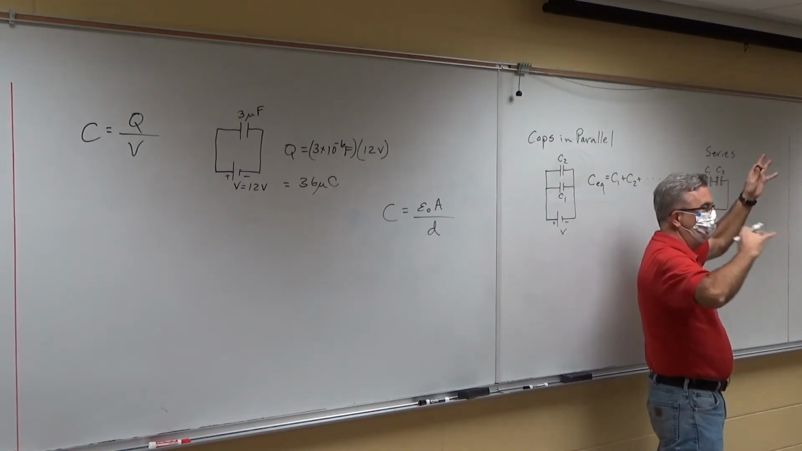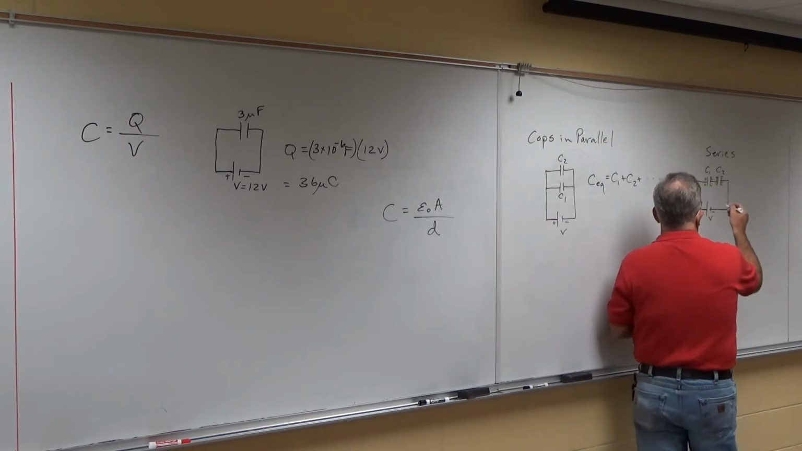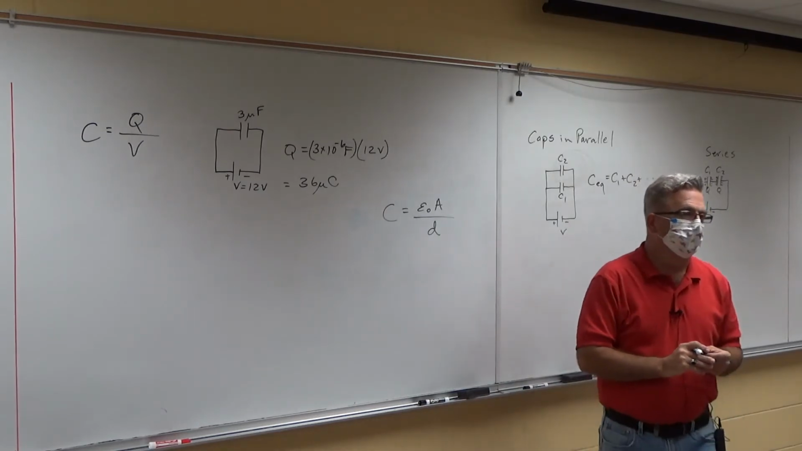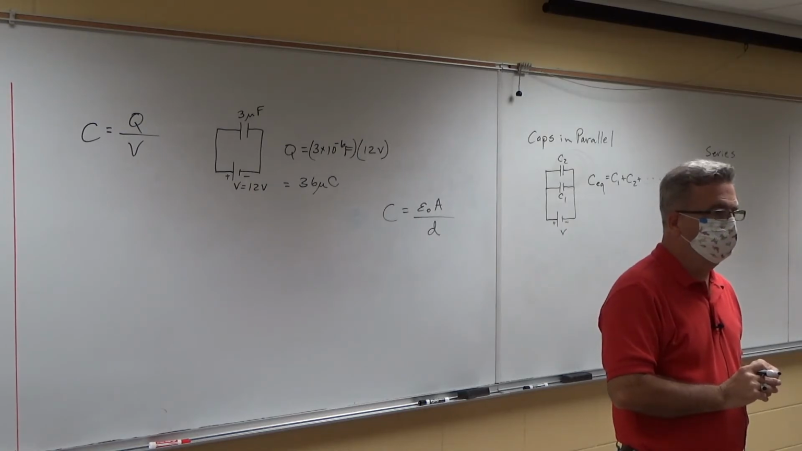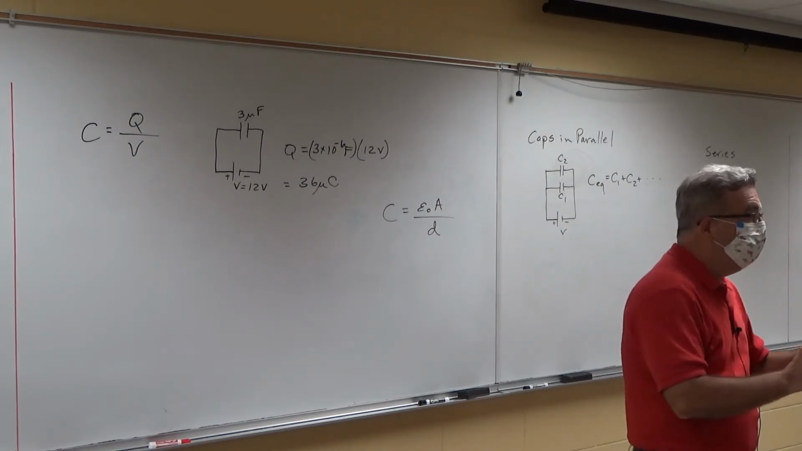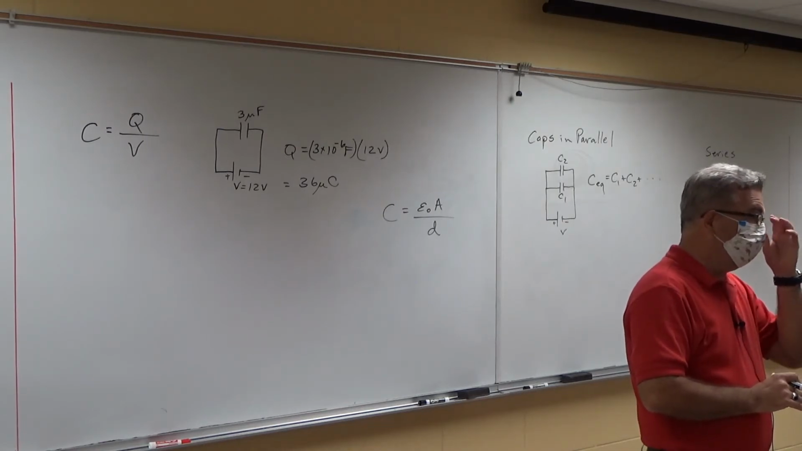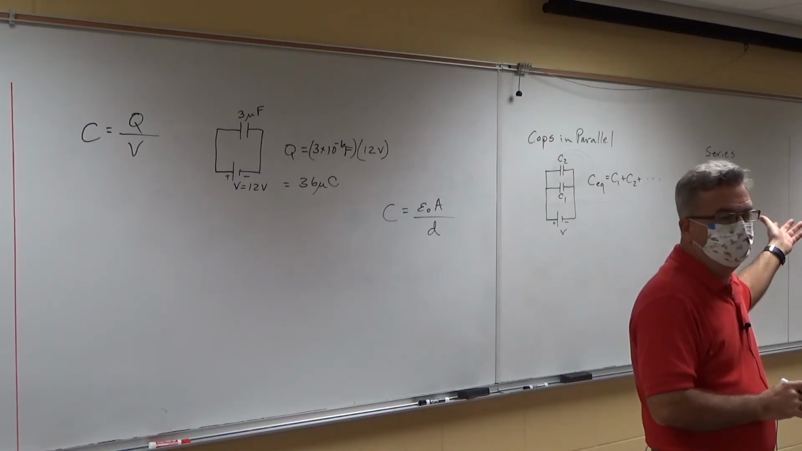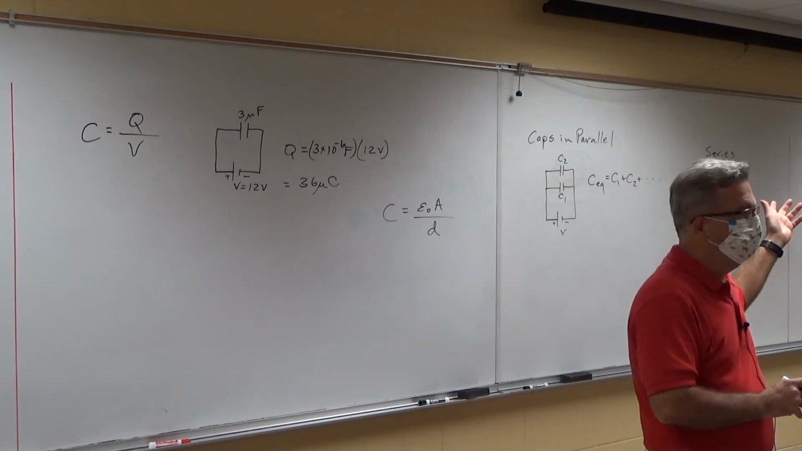There's nowhere else for it to go. Okay, so both caps have the same amount of charge. Doesn't matter what the capacitance is if they're in series. Now, one of them's going to have a higher voltage. The smaller cap will have the higher voltage because you need more voltage to put that amount of charge, whatever it may be, on the smaller cap.